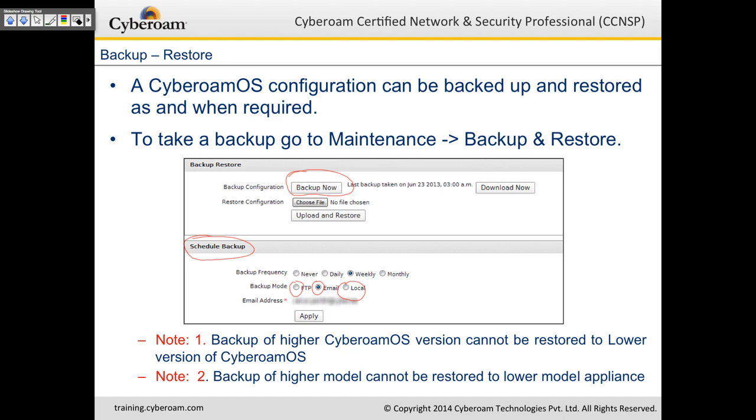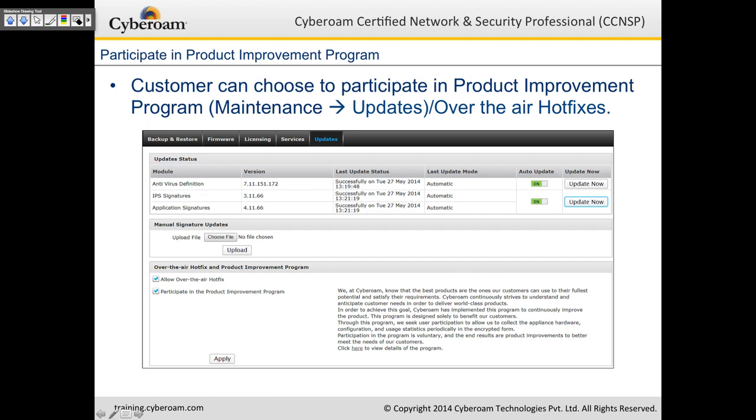The same thing goes with note 2, which is that a backup of a higher model cannot be restored to a lower model appliance. But you can take a lower model backup and always restore it on a higher model. So these two very important notes, you always keep in mind while you do a backup restore in your live network.